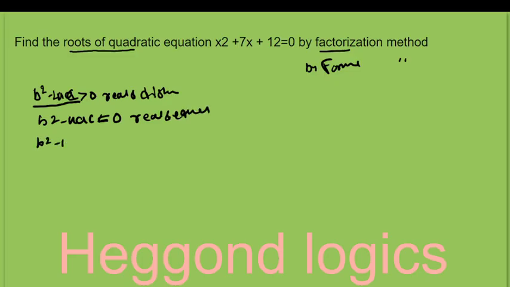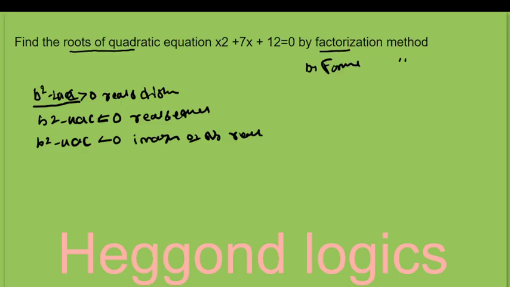If b square minus 4ac is less than 0, then the roots are imaginary. Imaginary roots means no real roots. Based on these three conditions, questions will be asked. For Karnataka State Board, they will directly ask to find the roots of the quadratic equation by using the formula or by the factorization method. And another type of question: find the discriminant and write the nature of the roots.